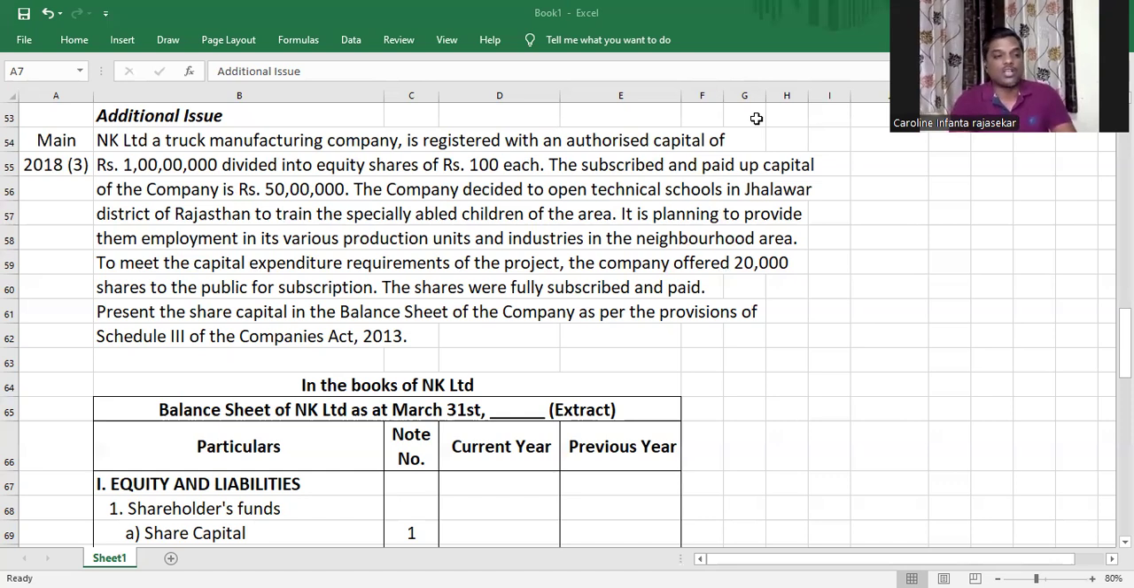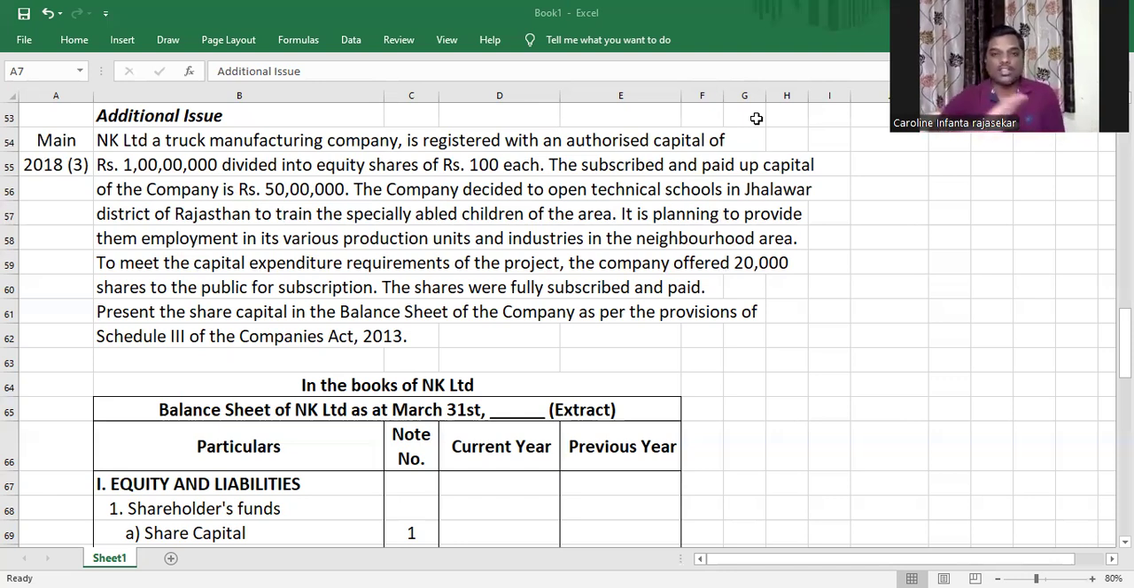NK Limited, a truck manufacturing company, is registered with an authorized capital of rupees 1 crore divided into equity shares of rupees 100 each. The subscribed and paid capital of the company is 50 lakhs. The company decided to open technical schools in Jalawar district of Rajasthan to train the specially able children of the area. It is planning to provide them employment in its various production units and industries in the neighborhood area. All that is nonsense. To meet the capital expenditure requirements of the project, the company offered 20,000 shares to public for subscriptions. The shares were fully subscribed and paid. Present the share capital in the balance sheet of the company as per the provisions of Schedule 3 of the Companies Act 2013.